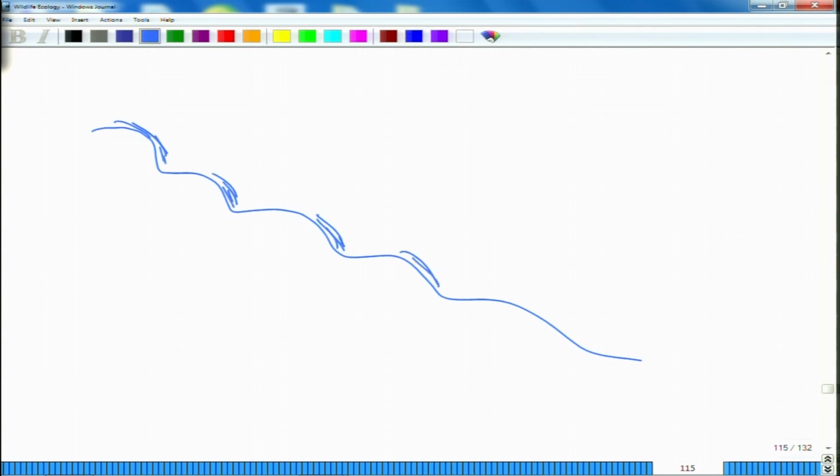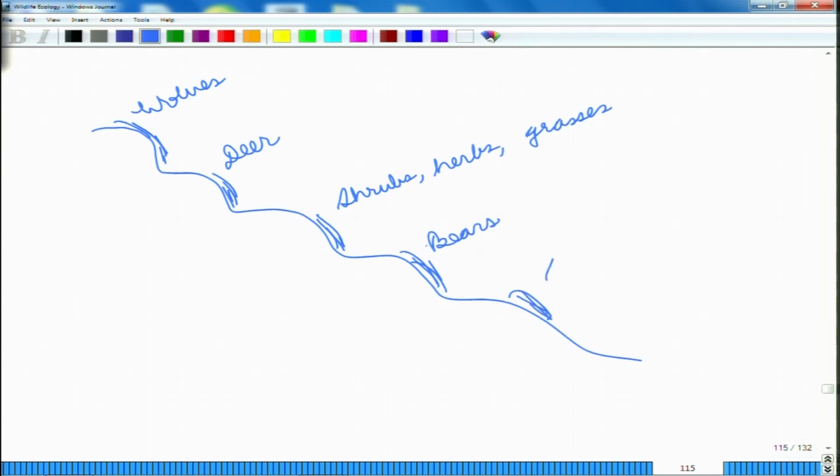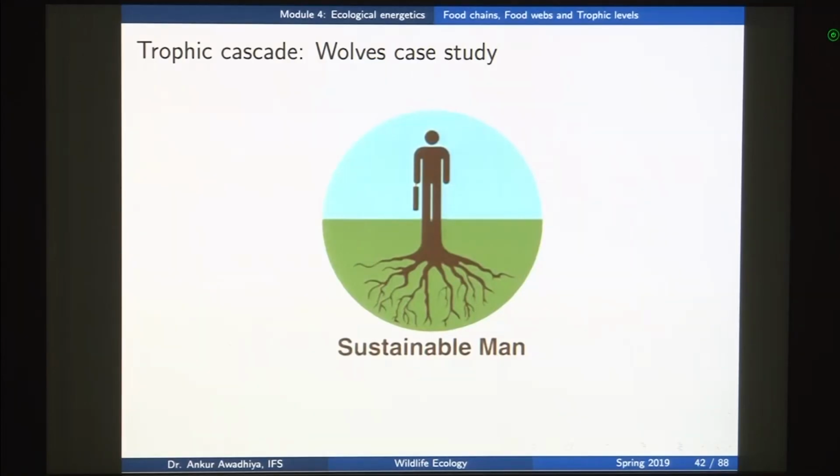In this case, the wolves are impacting some other organism. They impacted the deer, which then impacted the shrubs, herbs and grasses of that area, which then impacted the bears in that area, which then also impacted something else, the coyotes in that area, and so on. So, the impacts are moving up and down in the food web. This is why we call these trophic cascades, and they play an extremely important role not only in the ecology, but also in the geography of the region.